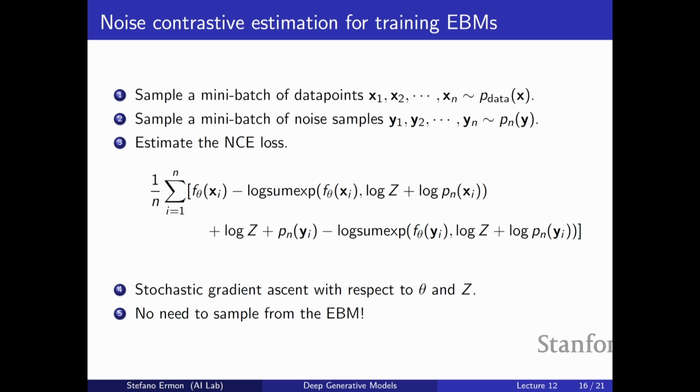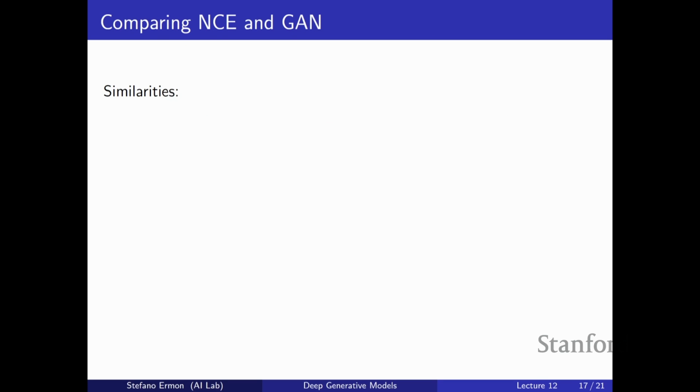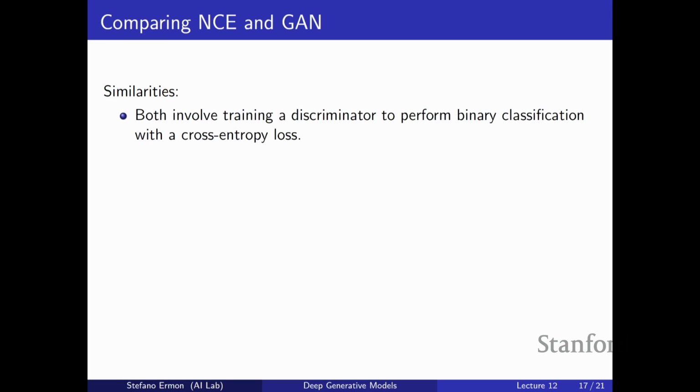But at the end of the day, you end up with an estimate of the energy of the model, f theta, and an estimate of the log partition function. And everything can be trained without using samples from the energy-based model. So it looks a lot like a GAN, a generative adversarial network, in the sense that in both cases, you are training a discriminator with binary cross-entropy. So that part is the same.